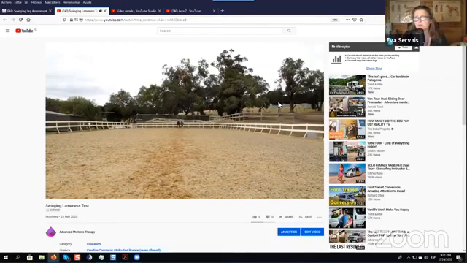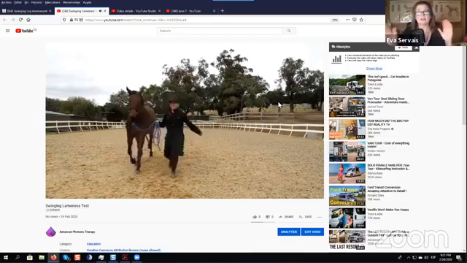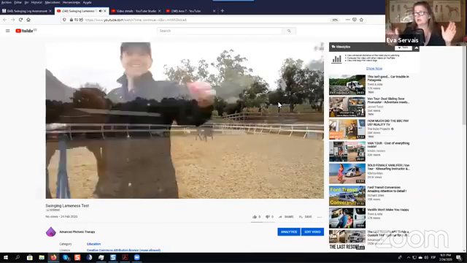First of all, you want him to go straight away from you and then straight back to you, because then you can see both front and back legs, like now. And you can see this camera has been placed still. So nobody's holding the camera. So you can just put it on a tripod.